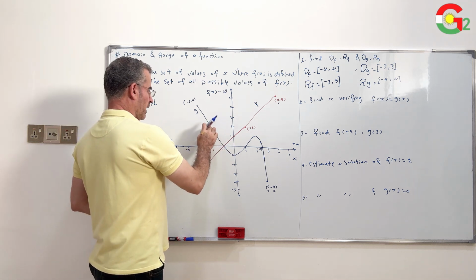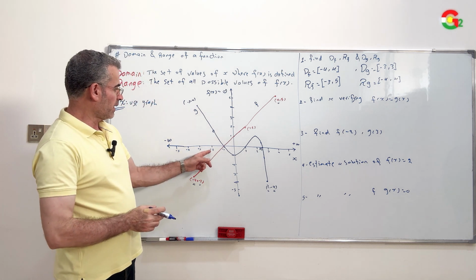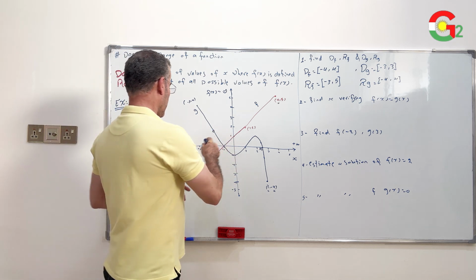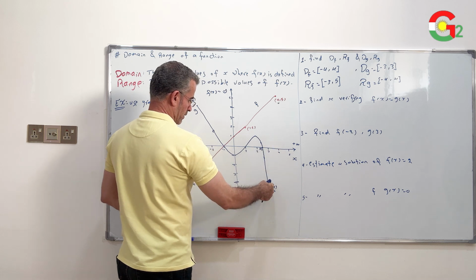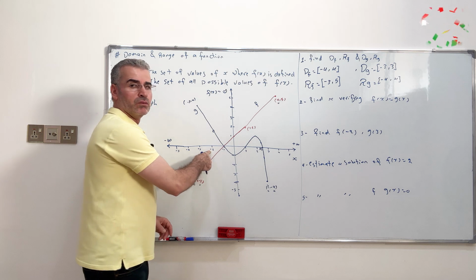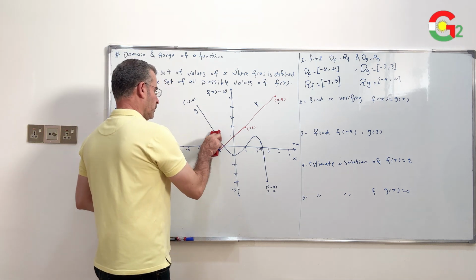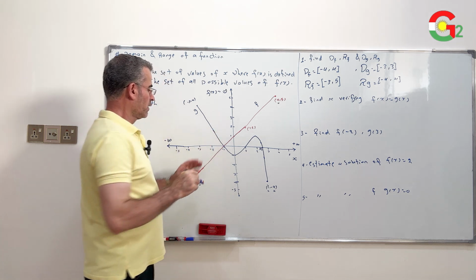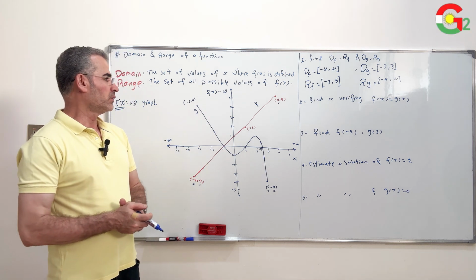If we have a gap here, for example at -2, then the domain will be -3 to 3, except -2 because we have a gap. But now we don't have a gap, and the function is continuous, so the domain of g is from -3 to 3.